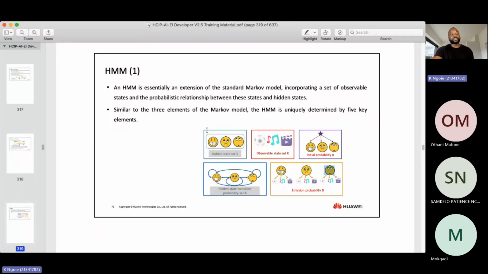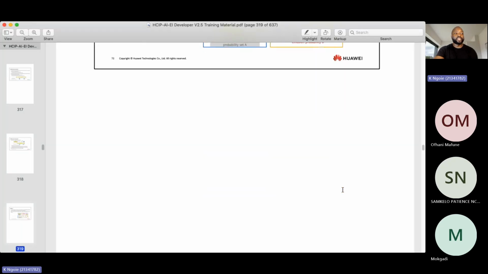You need to understand that in a normal standard Markov model, we're going to have 3 elements, but in the HMM, we're going to have 5 elements. In the standard Markov model, we just have the initial probability, the states, which we represent as a state set, and the transition probability. But in this case, we have 5 key elements.